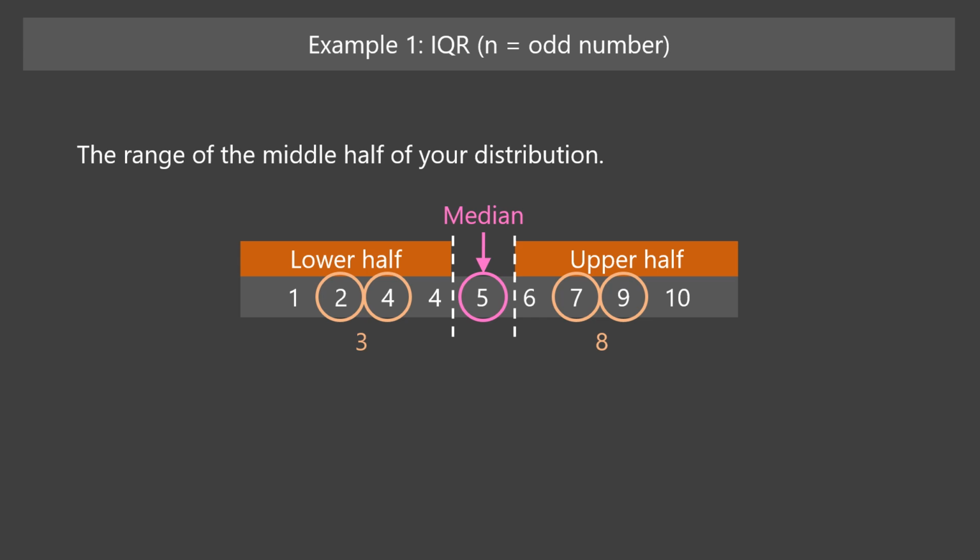Next, let's identify the third quartile. The third quartile is the median of the upper half. The number of observations is 4, an even number. So, there's no exact center. So, the median is the average of the middle two values. It is 7 plus 9 divided by 2. So, it is 8. So, the third quartile is 8. The IQR is the difference between the first quartile and the third quartile, so it is 5.